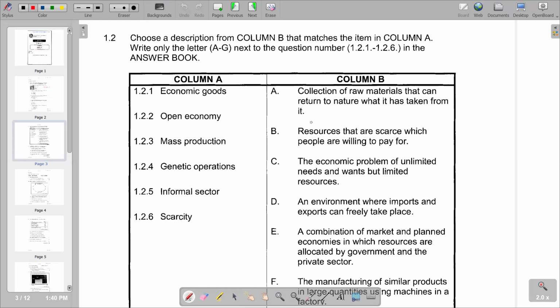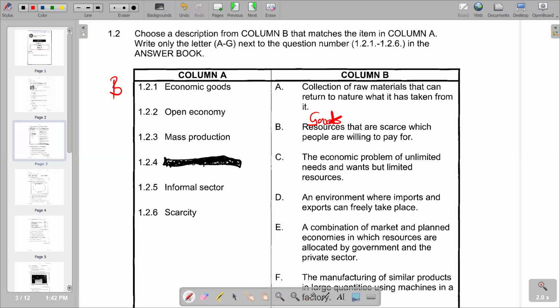Remember, the resources also can be goods. We can try to replace that with goods. So we're saying goods that are scarce, which people are willing to pay for. So we are saying B becomes the correct response that we have. So this is what we have on the first part, and we go to the next part, which is now saying open economy.